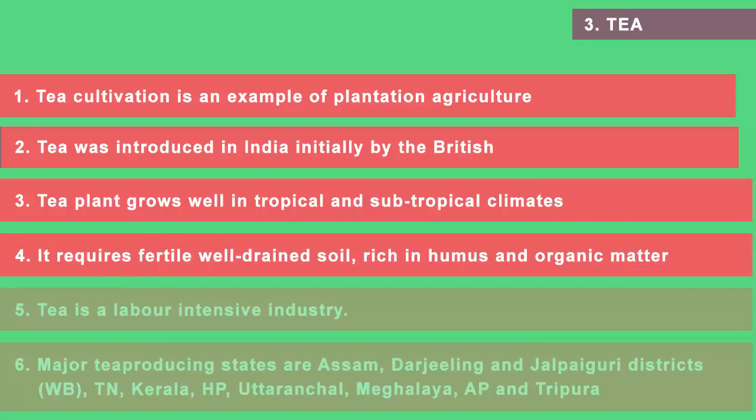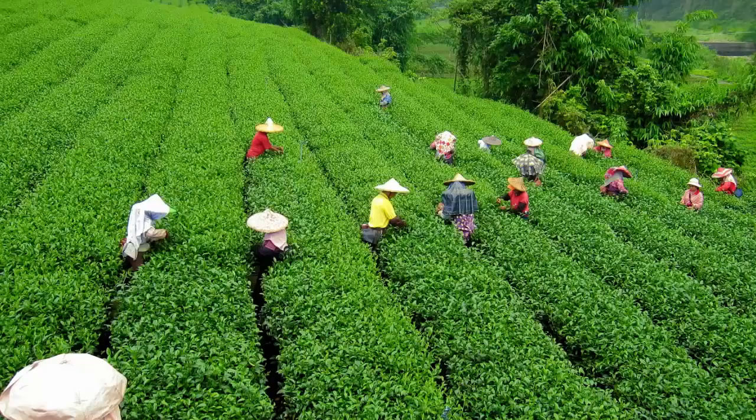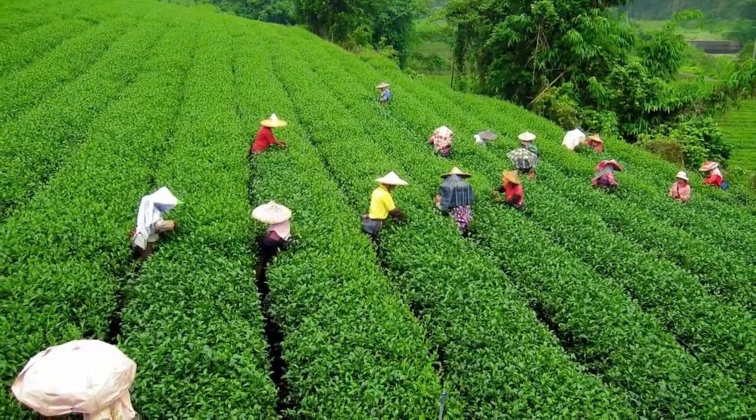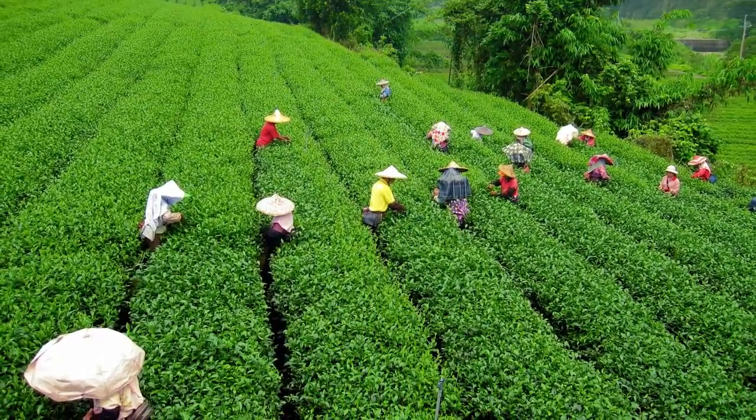So tea needs a warm and moist climate. And you also need frequent rainfall. And when I say rainfall, not the heavy rainfall, the shower rainfall, the light one. So these are the ideal conditions required for the growth of nice tea leaves. Now let me tell you, tea is a labor intensive industry. It requires a lot of hard labor.